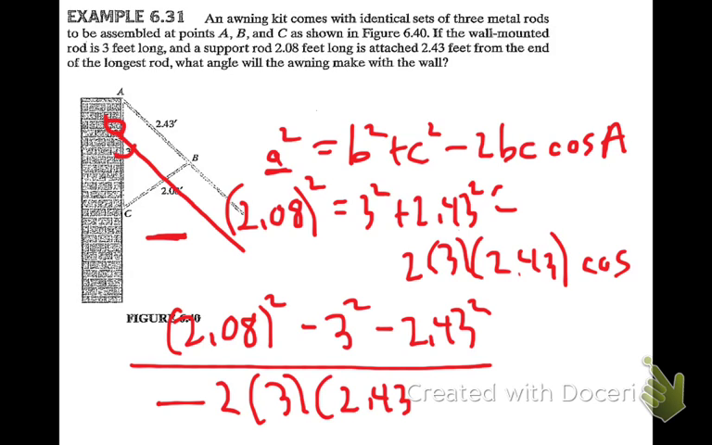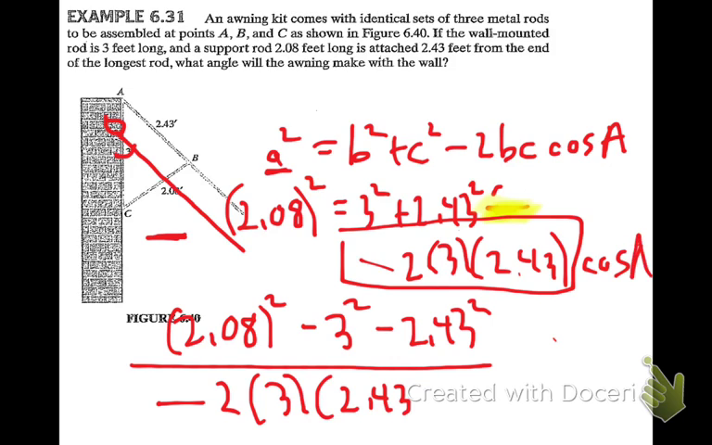Because of this negative sign right here. There's your negative sign. So I probably should have had it down here. Let's move it down here. There's the negative sign, right? So you've got to divide by this to get cosine of A by itself. The top, when you subtract those other two, is always going to be a negative number, so it's going to be a negative divided by a negative, which makes it positive.